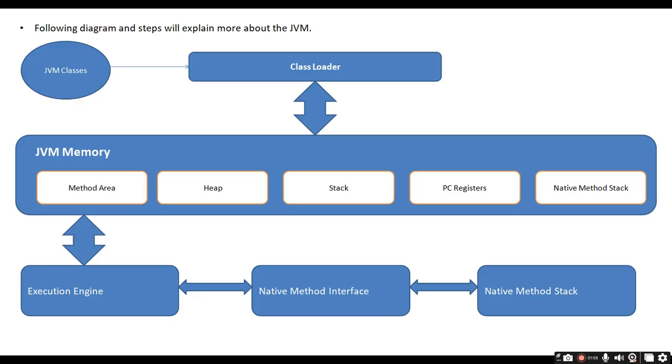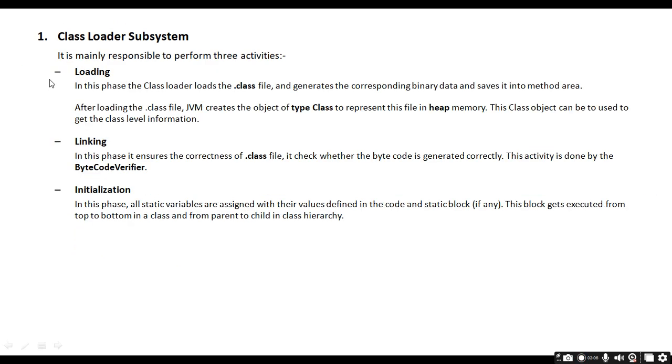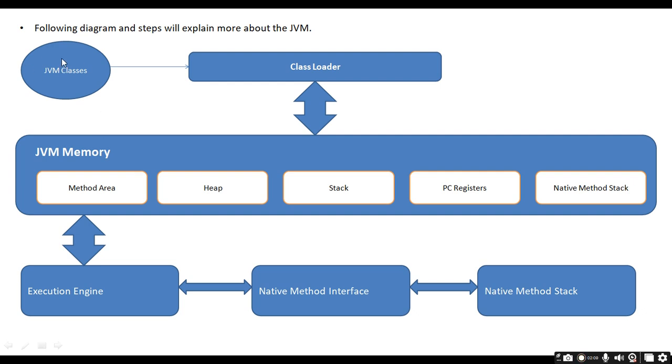Let's move ahead. This is the diagram which will explain the architecture of the working of JVM. When we compile the Java code, it will generate one .class file. This .class file will be loaded by the class loader. Class loader is an important part of JVM which is used to load the .class file. There are different types of class loaders. The separate internal working of class loader I will be covering in the next video. So today we'll be focusing on how JVM works internally.